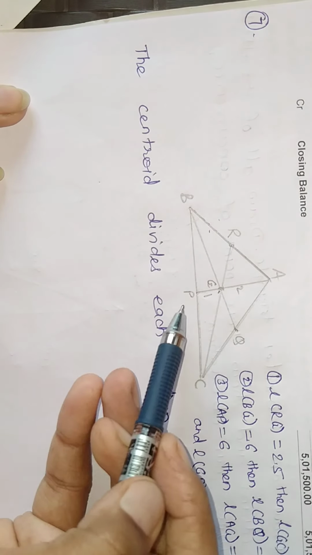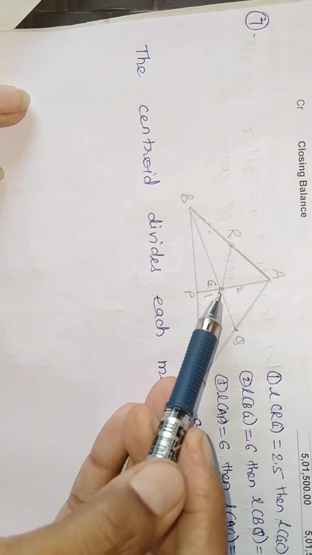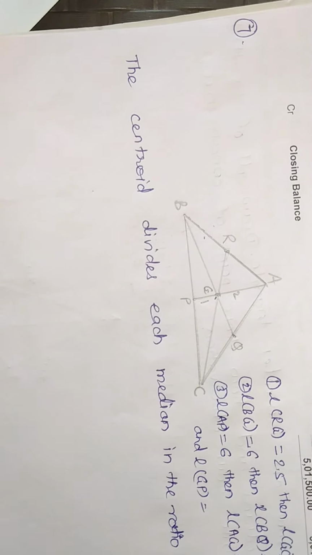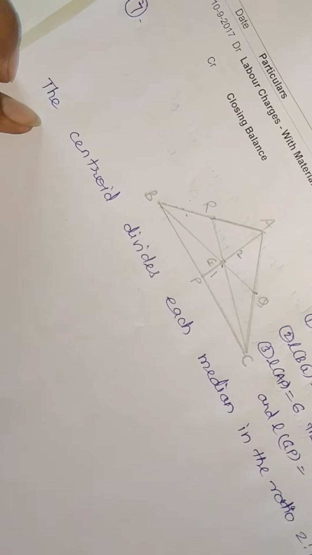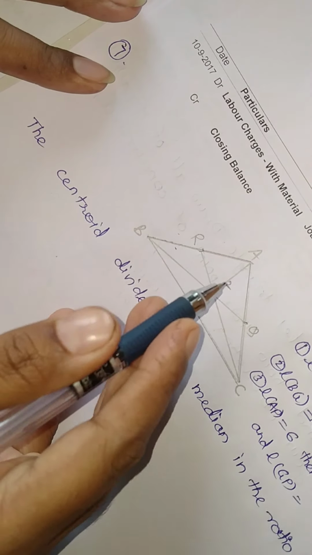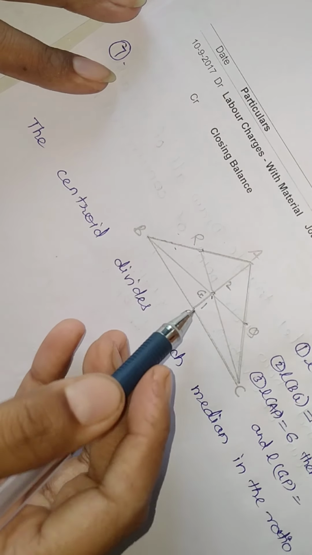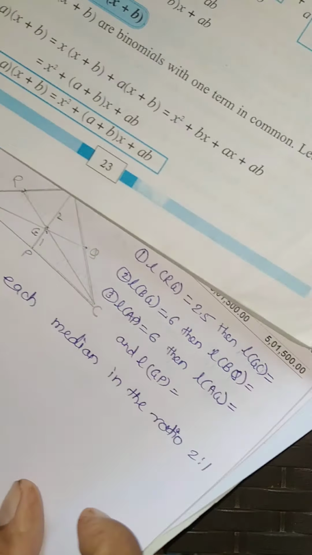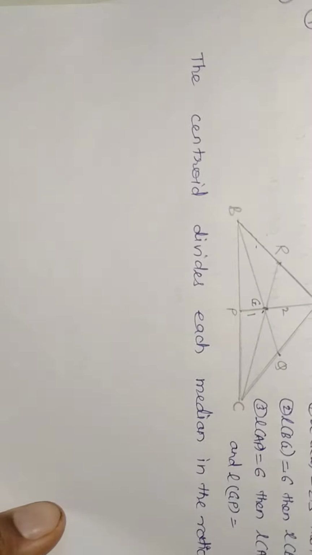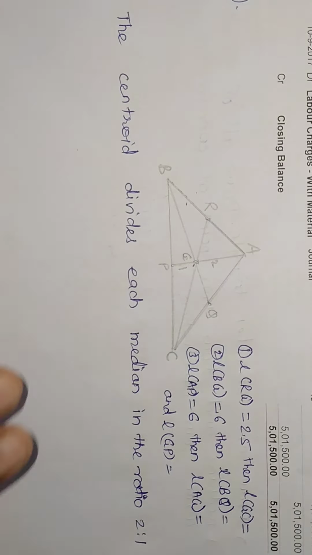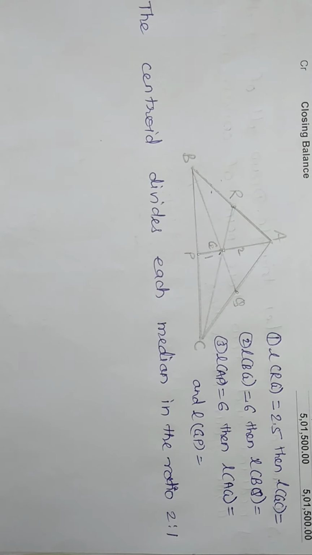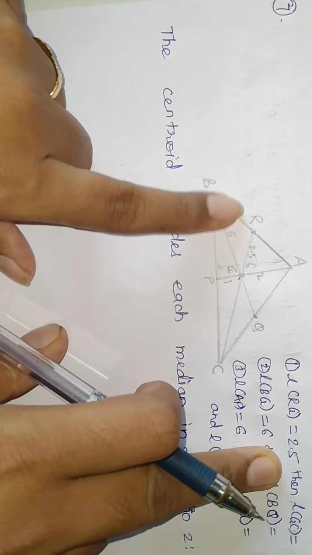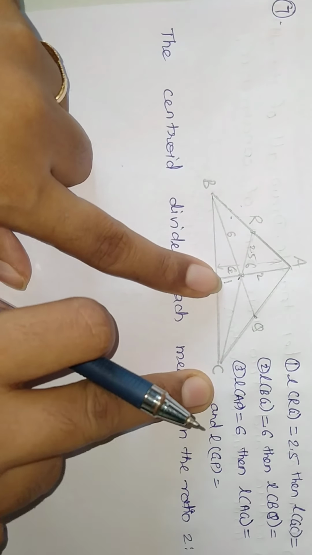The centroid divides each median in the ratio 2:1. Now see, AG and GP you can write. AG is 2, GP is 1. Like this, we can write the ratio AG:GP is 2:1. Now see, what is the first question? In this, RG is given 2.5. GC you have to find out.